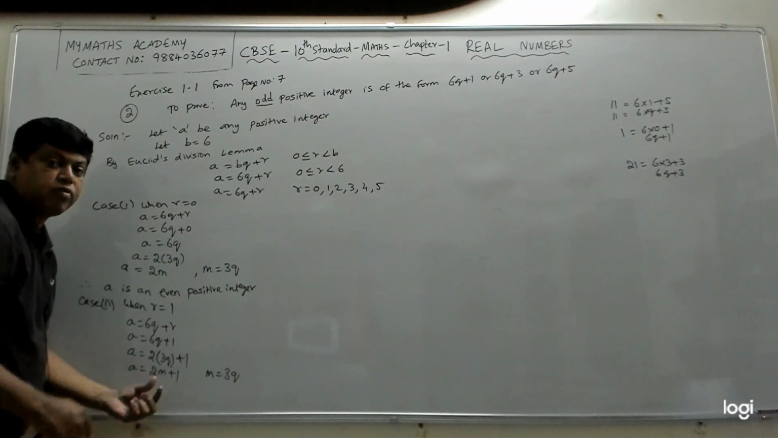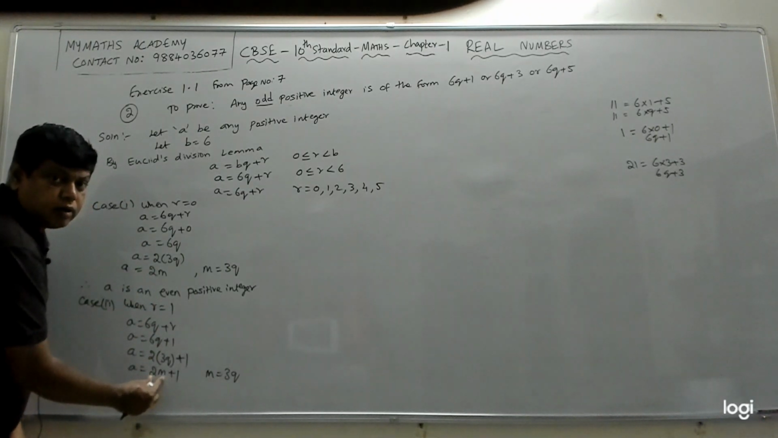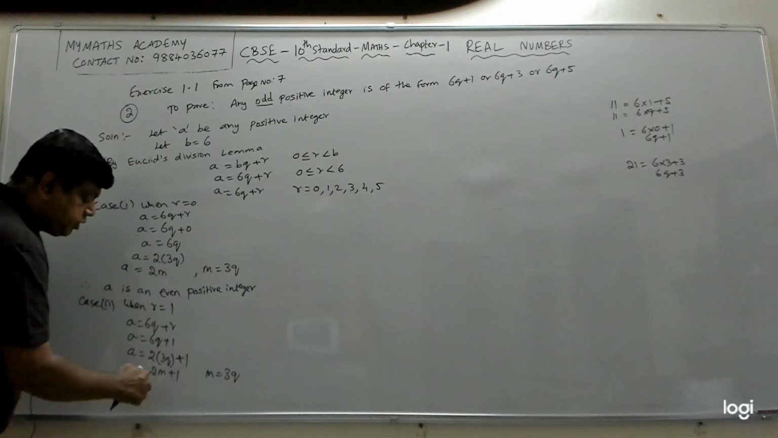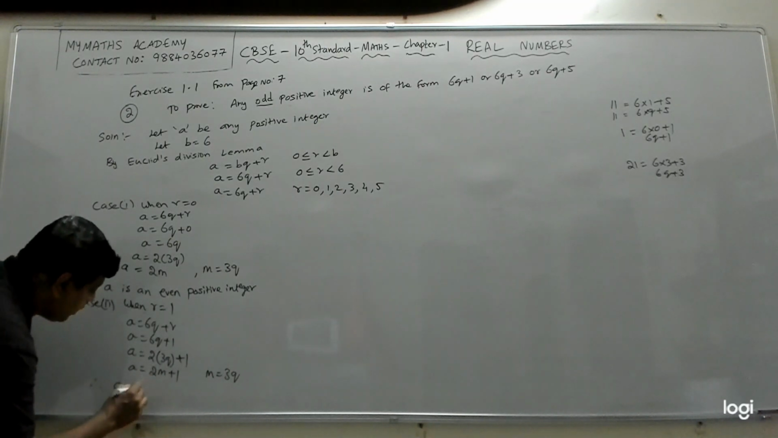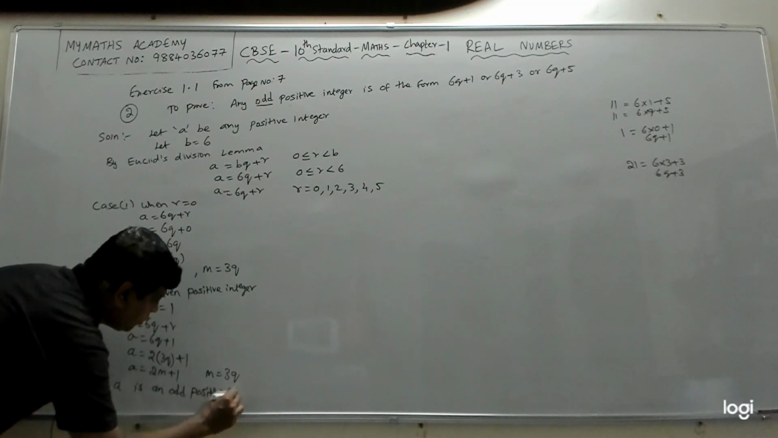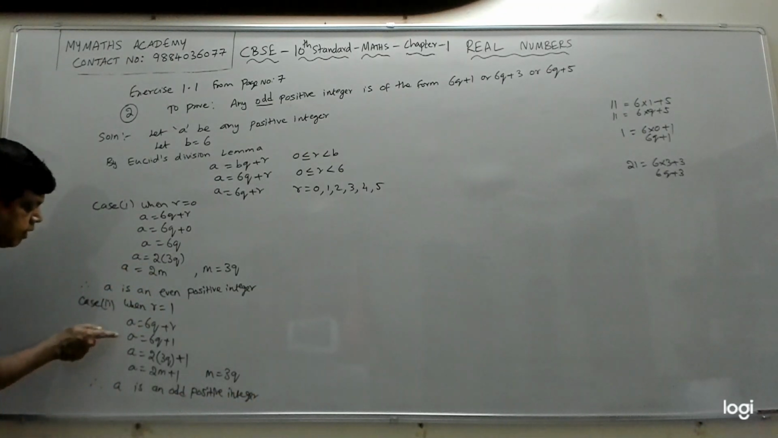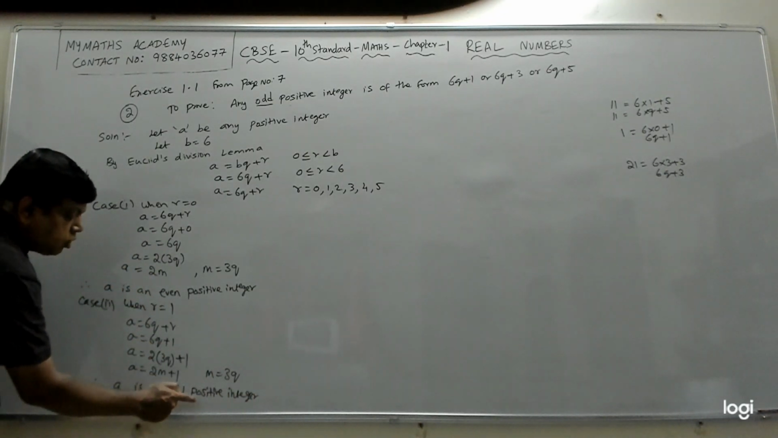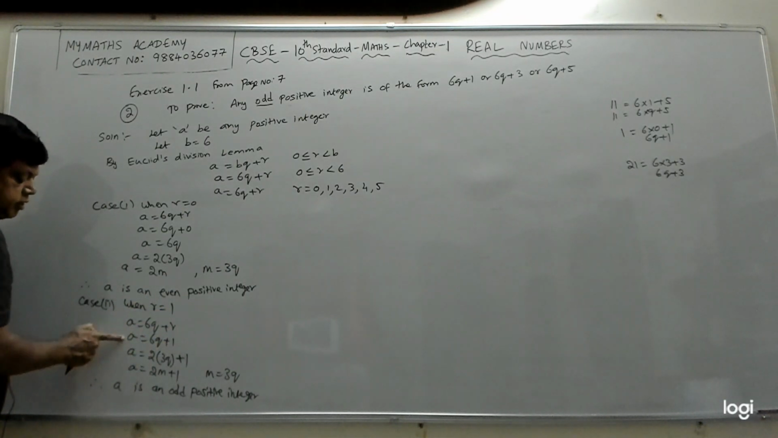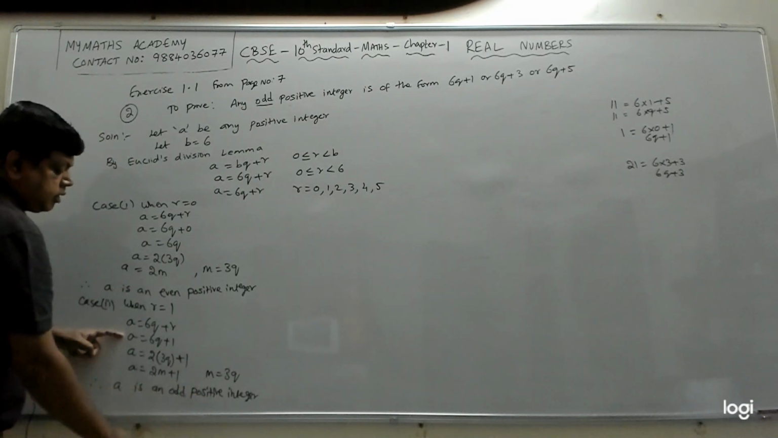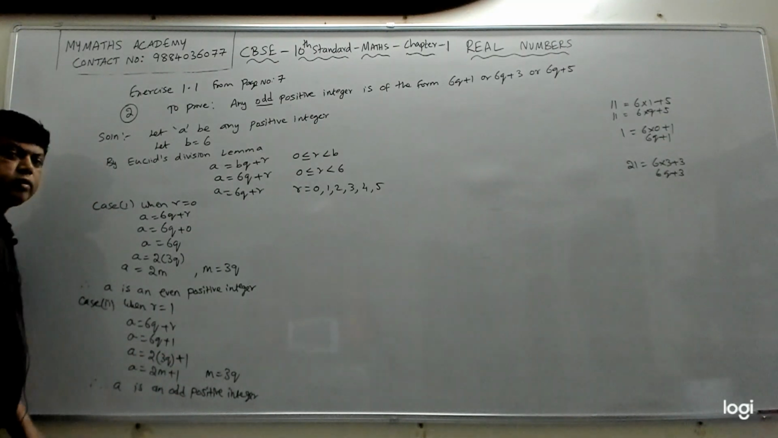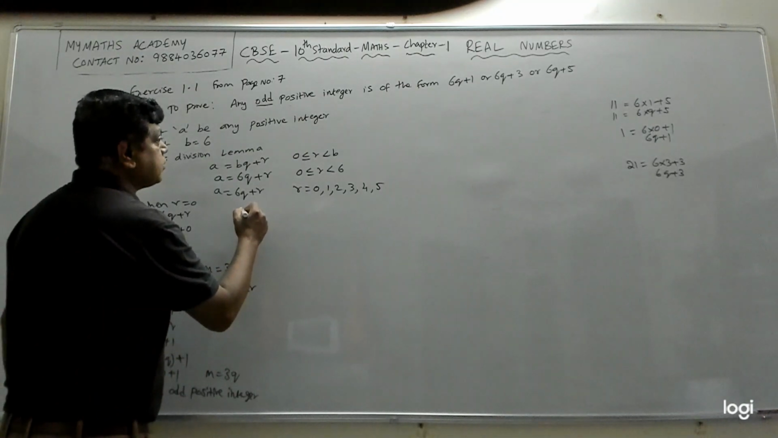If any number is in the form of 2m plus 1, 2m is even, and to that if I add 1, it becomes odd. So this number 2m plus 1 is always odd. Therefore, a is an odd positive integer. So in the case where a equal to 6q plus 1, a becomes an odd positive integer. Which means when I put r equal to 1, my 6q plus r becomes 6q plus 1, and in this case we have shown that a is an odd positive integer. Right? Now let's take another case.